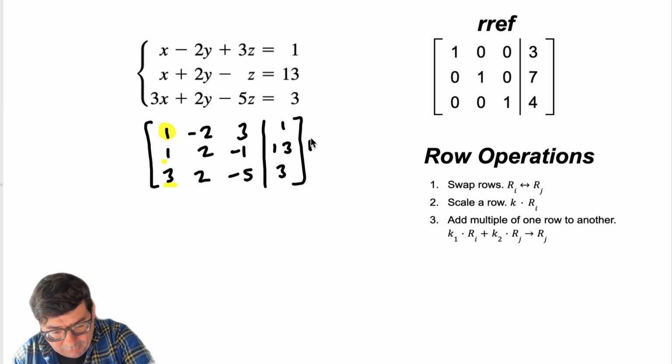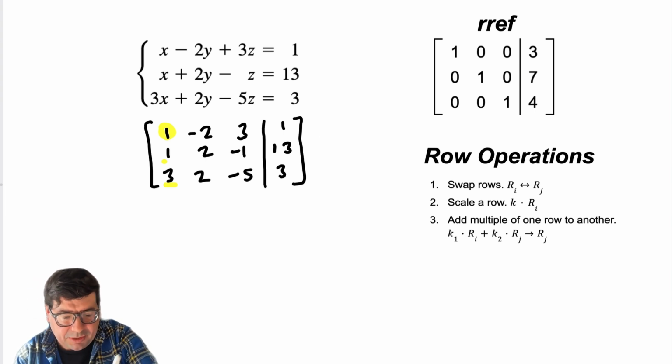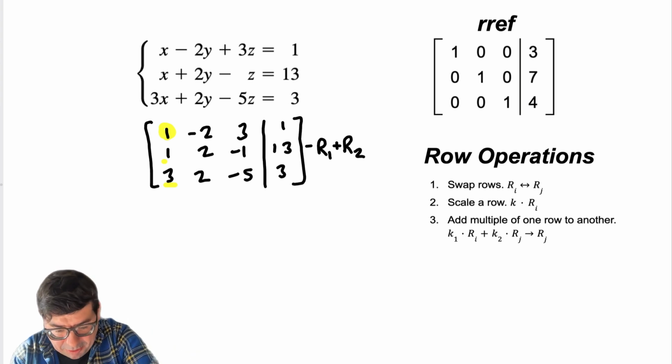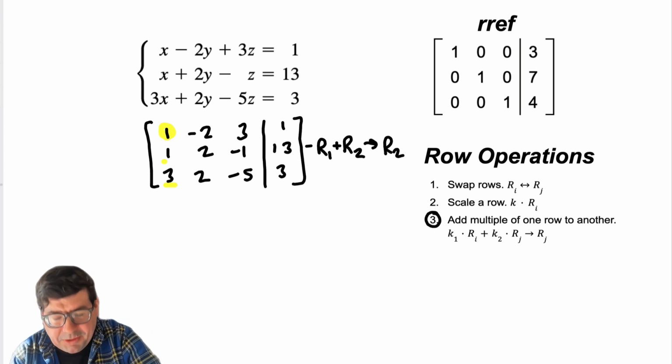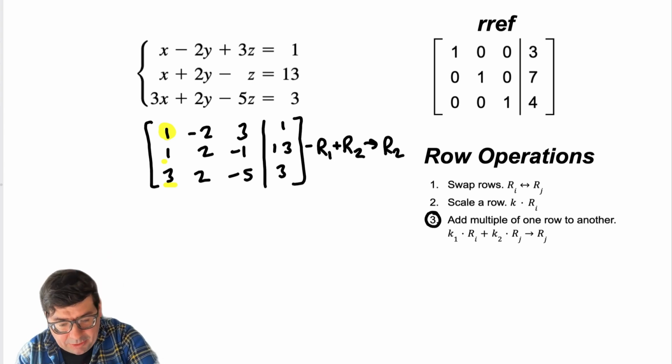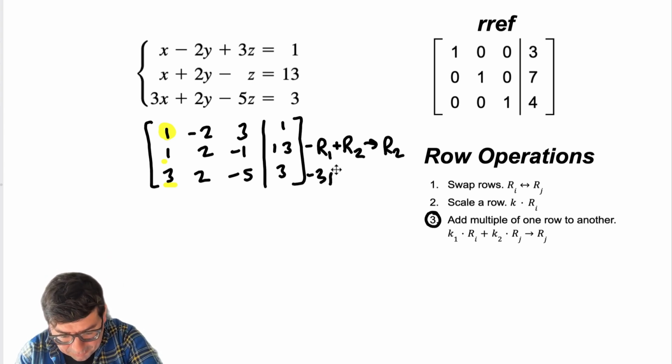Well, if we just take row 1, I usually write everything in addition. So if I take the opposite of row 1, and add it to row 2, that'll cancel out and get me a 0. I'll put that result in the second row. And I'm using this one right here. Then I want to do negative 3 times the first row, add it to the third row, and put it in the third row.